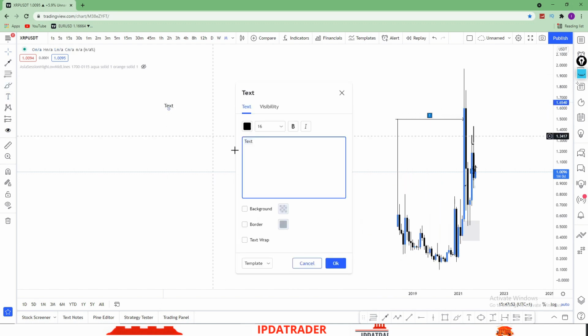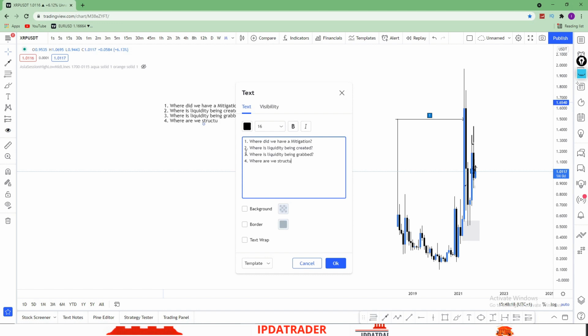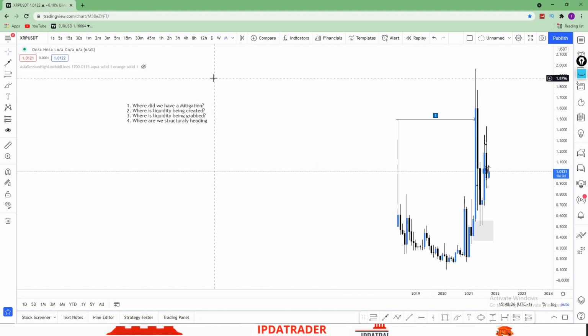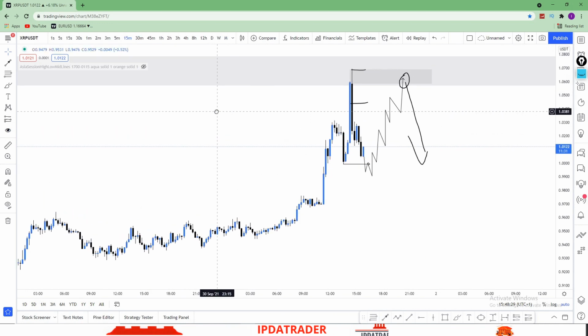So let me actually write it down. You need to ask yourself, where did we have a mitigation? Where is liquidity being created? And where is liquidity being grabbed? Where are we structurally heading? Again, there's a typo there, but that's fine. You get the idea, right? You want to be asking yourselves those questions as you work your way down the time frames, and really try to understand what price is telling you and where we're potentially heading.